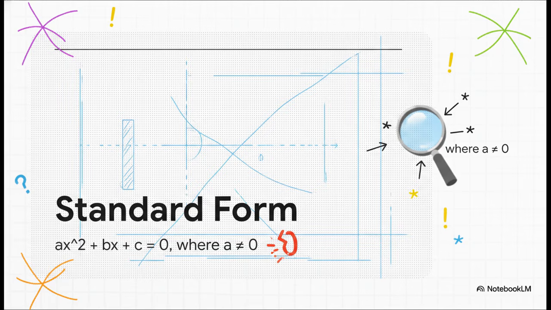I mean, think about it. If a is 0, that whole squared term just vanishes into thin air. And without it, the curve flattens out, and boom, you're just left with a basic linear equation. That squared term is exactly what gives a quadratic its power, its distinctive curve, and its unique properties.